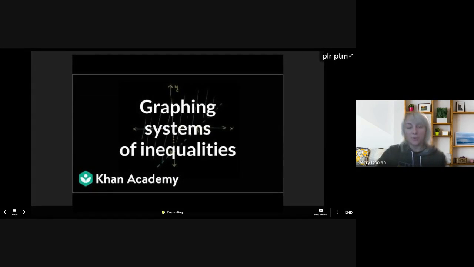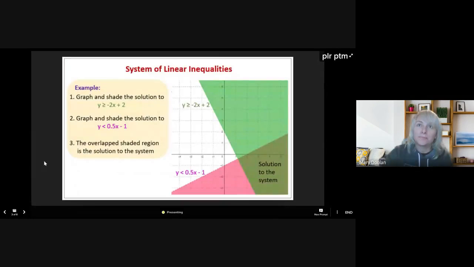All right, so that was an introduction of what it looks like when you graph a system of inequalities. And so basically, just to summarize what you saw in the video, the way you would do that when you need to graph a system of linear inequalities is first, you would graph and shade the solution to the first inequality. And this is an example of that.